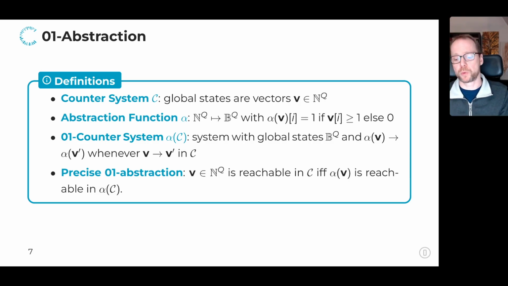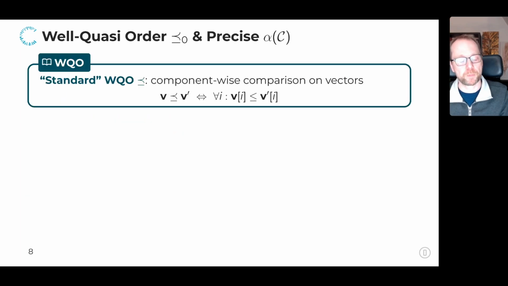Now, in order to identify for which systems 0-1 abstraction is precise, we use tools that are already known in parameterized verification. In particular, we use a well-quasi order. Well-quasi orders are known from well-structured transition systems, where you have a well-quasi order and you have to show that your transition relation fits the well-quasi order, so to say. I will explain in more detail later on what it means.